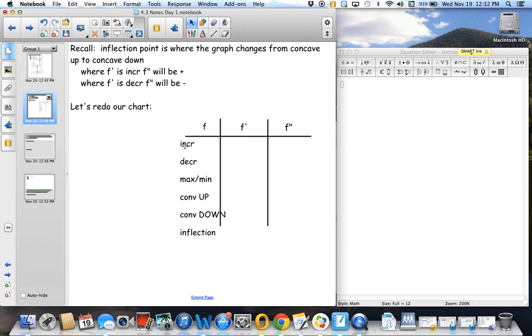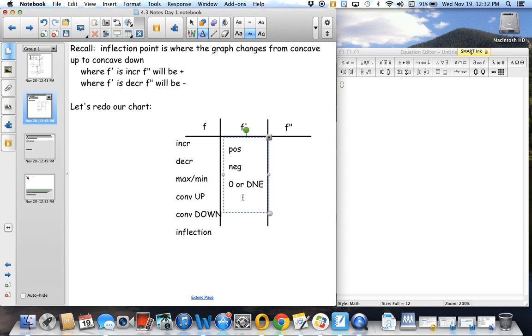Let me scoot it over a little bit. There it is. This is now our original graph. What is going to go in our second column is positive. Remember where f is increasing, we're positive. Where f is decreasing, we're negative. Where we have a max or min, I'm going to put 0 or does not exist. Remember how in section 4.1 and 4.2 we learned that max and mins can also happen where the derivative does not exist?